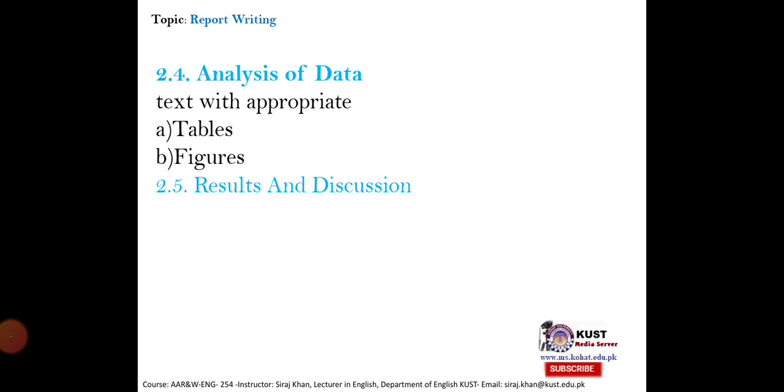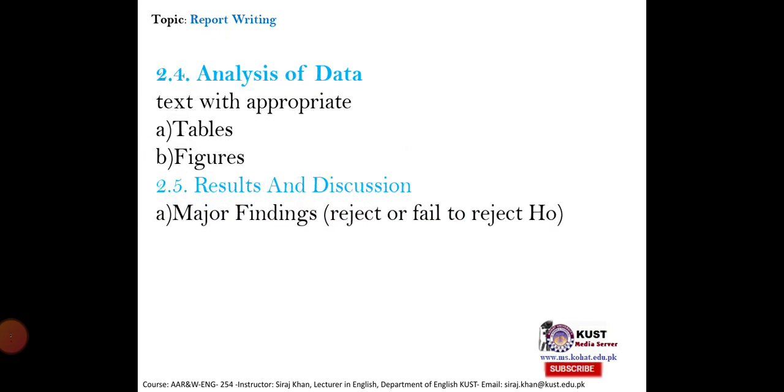Results and discussion. The results section is to tell the reader what was found in the study. It includes the descriptive statistics for the relevant variables, for example, mean, standard deviation. Then tell the reader what statistical test you used to test your hypothesis and what you found. Major findings, reject or fail to reject. And summary and conclusions.